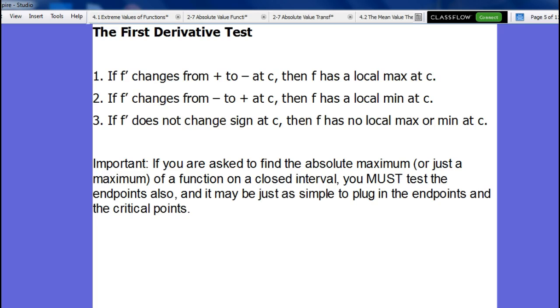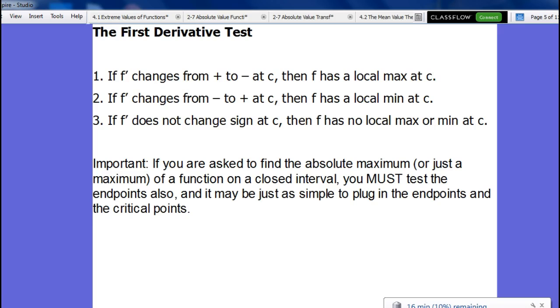Okay? The first derivative test, honestly, is a fancy way of saying if and only if the derivative changes from positive to negative at a critical point C, can f have a local max at C?